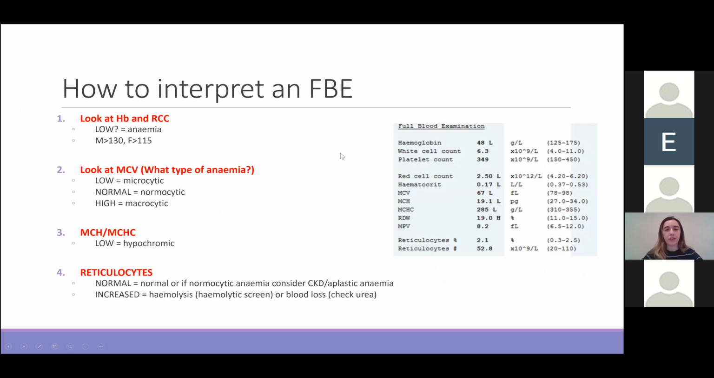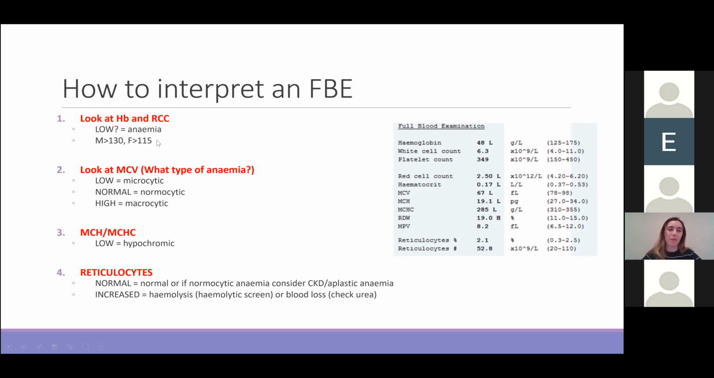Okay, so this is a bit of a segue into the anemia types, and it's actually a good skill to have, because you're going to be ordering FBEs or blood counts or examinations all the time. So I'll just go through the steps of how to do it, because it's really useful to be able to do. The first step is to look at your hemoglobin, obviously, because that's going to tell you if you have anemia. If it's low, then you have anemia, pretty easy.